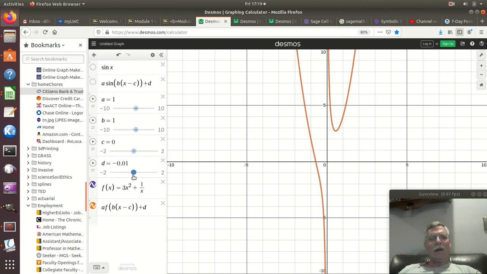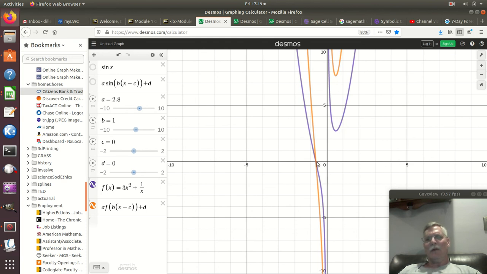So let's get back to d equals 0, and now let's mess with the amplitude, or scaling this thing up and down from the x-axis. And as I scale it, I make it bigger. Notice the vertex is jumping up by whatever factor it needs to, but this place where it crosses the x-axis at 0, it's not changing.